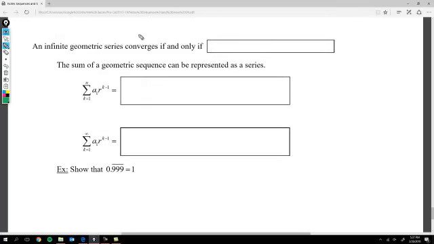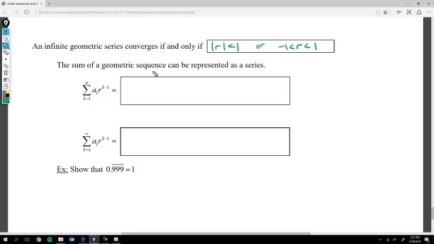But a couple more definitional things. We will be dealing with infinite geometric series. An infinite geometric series converges if and only if the absolute value of my common ratio is less than 1, meaning that my common ratio is between -1 and 1. If it equals 1, no good. If it's bigger than 1, definitely no good. If it's smaller than -1, definitely no good. The absolute value of my common ratio has to be less than 1.